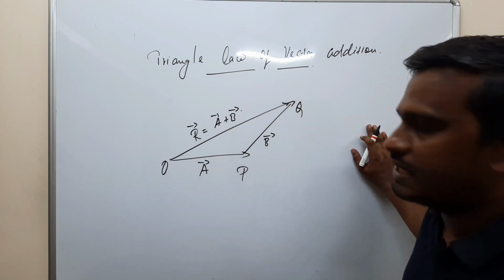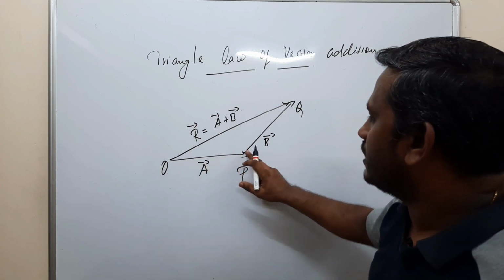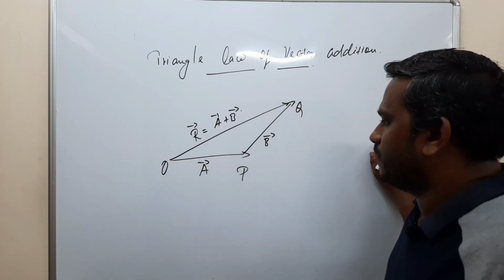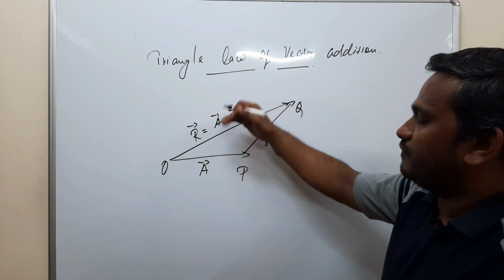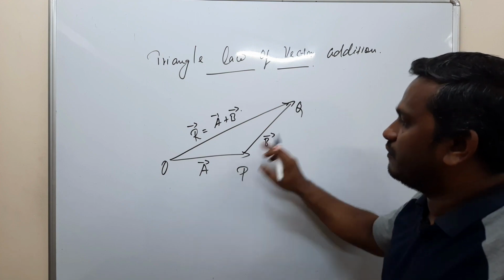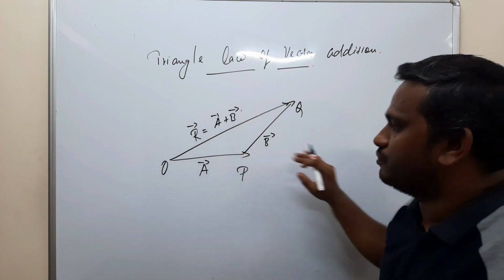Okay, taken in the same order. Same order means from the head of this vector another vector starts. Okay, so this is the same order. So then the third side of the triangle will give the resultant of these two vectors, or addition of these two vectors.